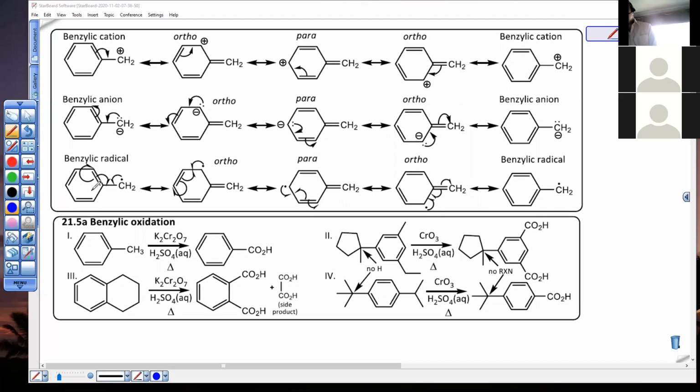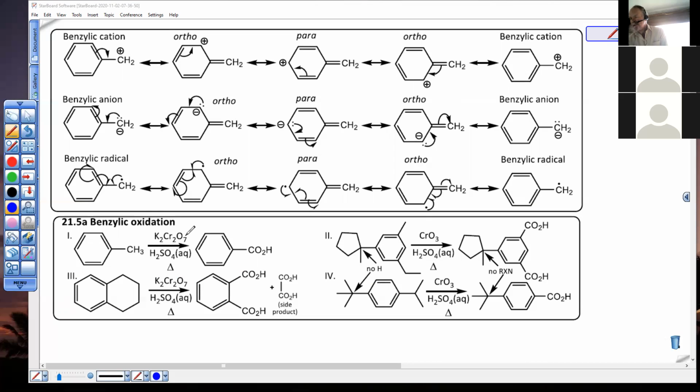Radicals, you got to use hooks. These are hooks, not arrows. And same story, ortho radical and para radical and ortho radical. And how can we take advantage of this? Well, we can do reactions that we've never seen before, but keeping in mind that a cation is fairly easily made here. How do you know a cation is fairly easily made right here? Well, the product is resonance stabilized. So generation of a cation happens under these conditions.